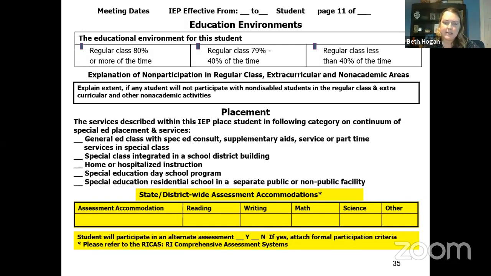And alternate assessment, which is way down at the bottom. If your student's IEP is aligned to alternate assessment standards, which we discussed a little bit earlier, this will be checked off and the alternate assessment criteria will be attached to this form.